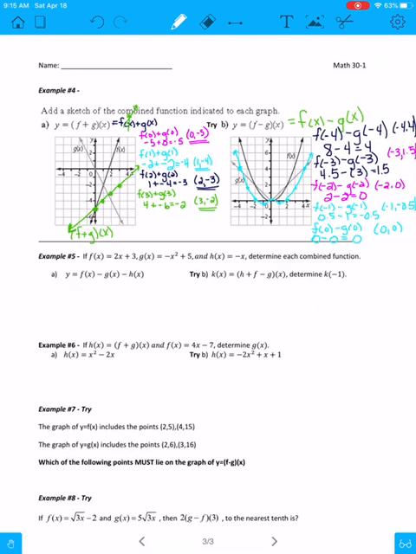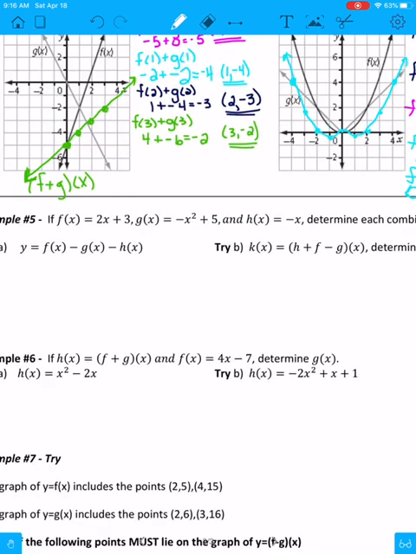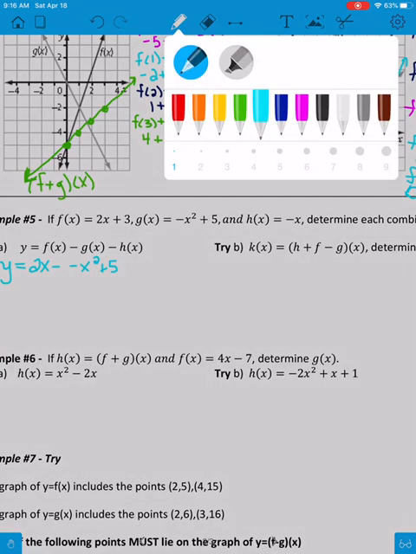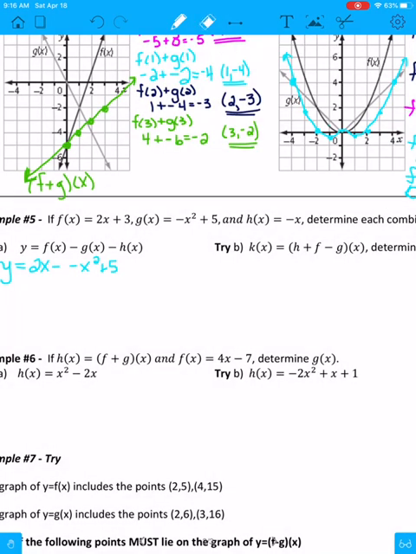Now I could add or subtract more than one function. So here I have f of x minus g of x minus h of x is what I'm going to do for example 5a. f of x is 2x plus 3, g of x is negative x squared plus 5, h of x is negative x. Determine each combined function. So we want f of x minus g of x minus h of x. So we're going to do y equals f of x, which is 2x plus 3, minus g of x, which is negative x squared plus 5. But we have to remember to put it in brackets.